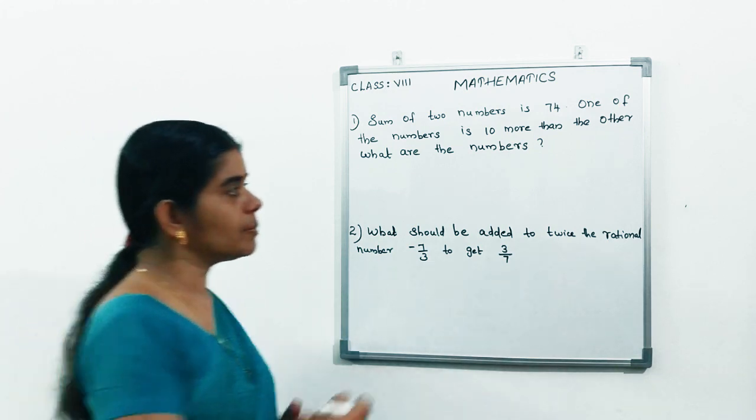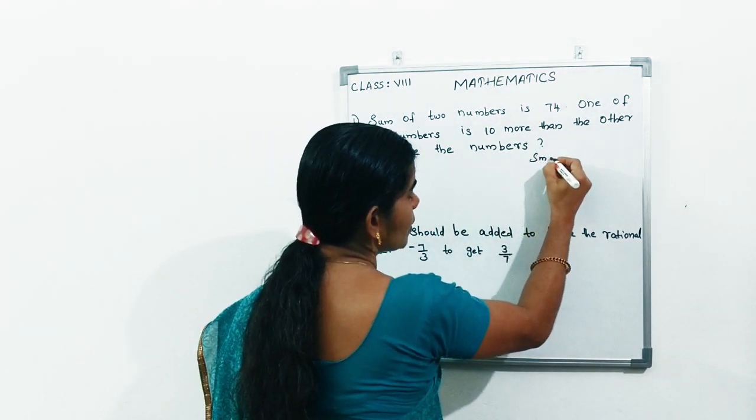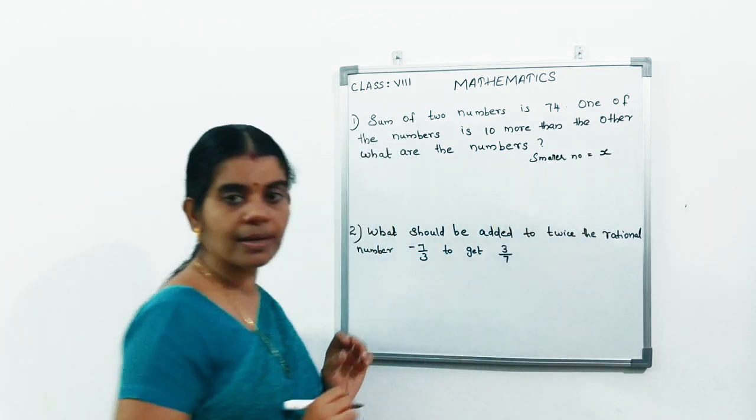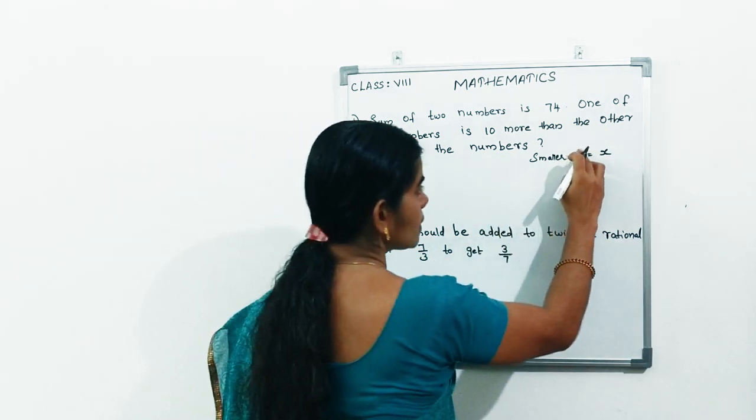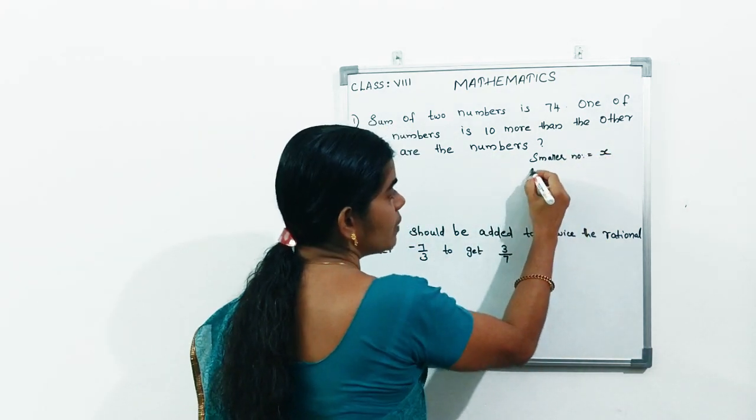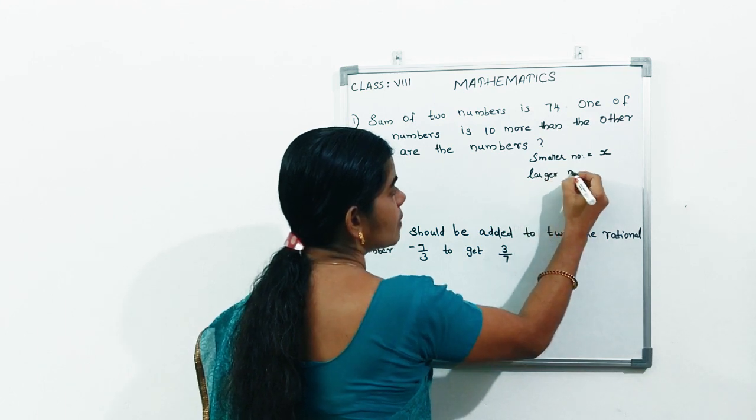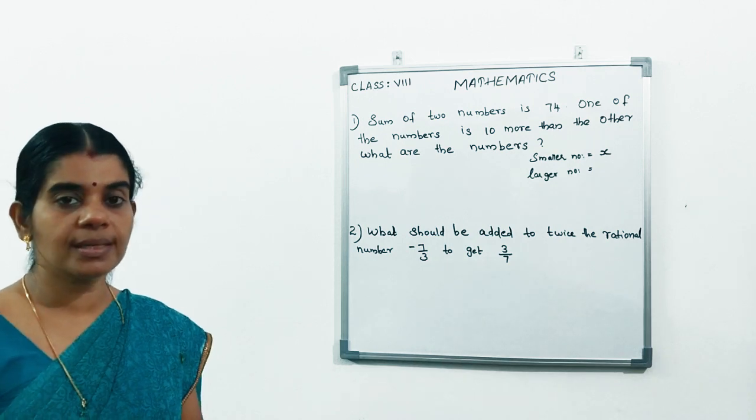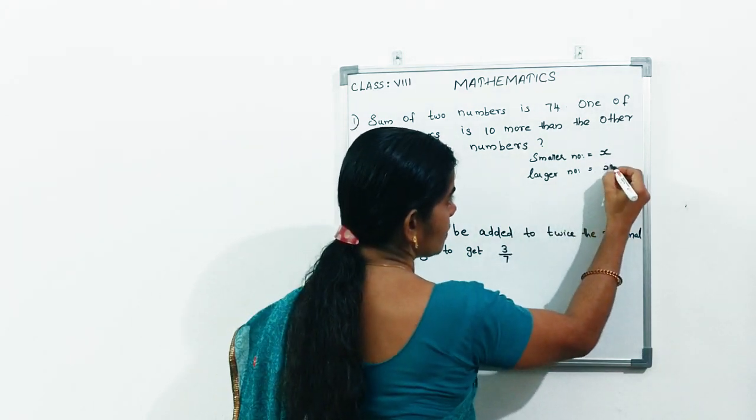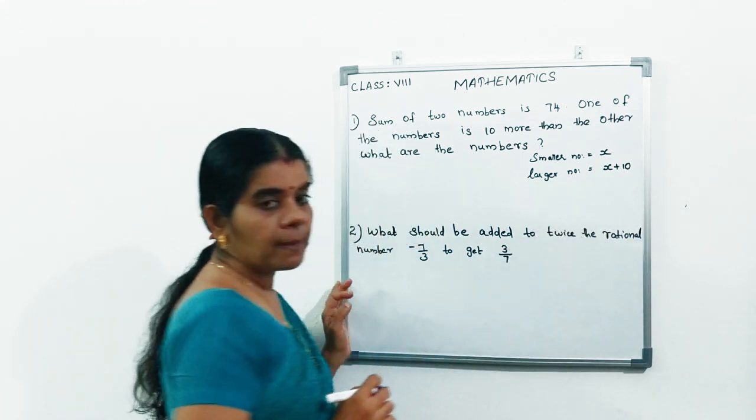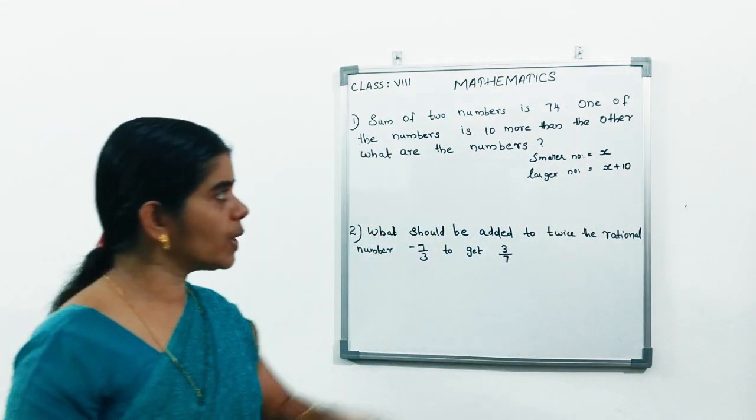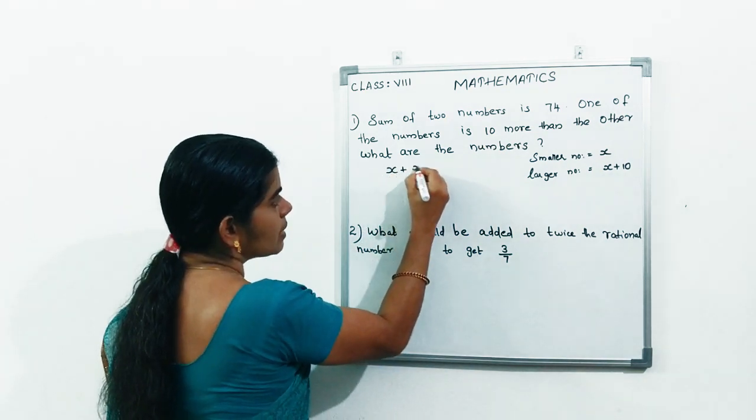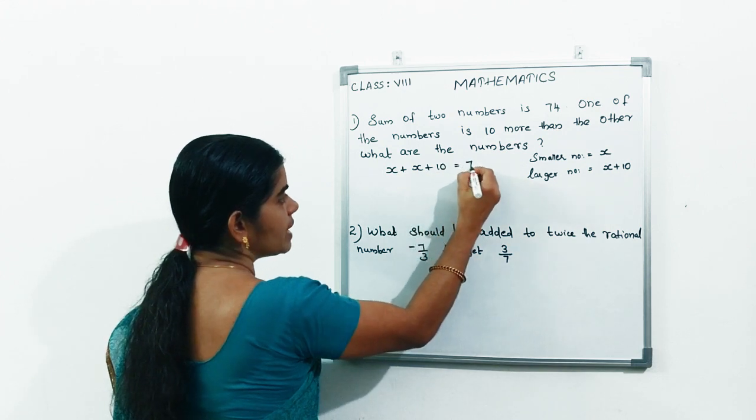Then what can we take as the smaller number? If we take the smaller number as x, then what will be the larger number? What is the clue they have given? 10 more than the other number. Then how can we write that? x plus 10. The larger number will be x plus 10. Then these two numbers, if you add them, you get 74. Then how can we write the equation? x plus x plus 10 is equal to 74.